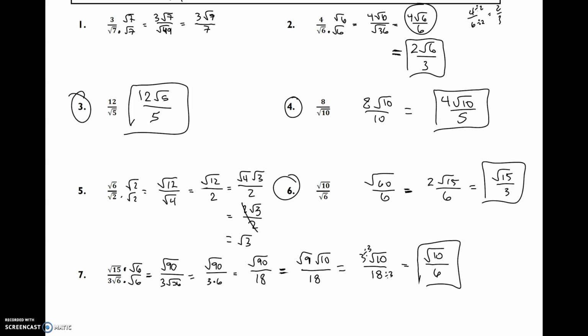If you need a little bit more explanation for 3, 4, or 6, make sure to check the slides on the calendar. It has a little bit more work to kind of show you where all that stuff comes from.